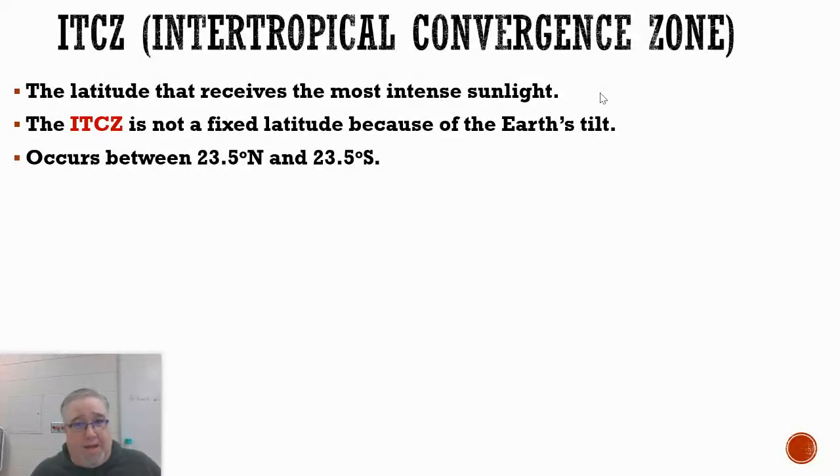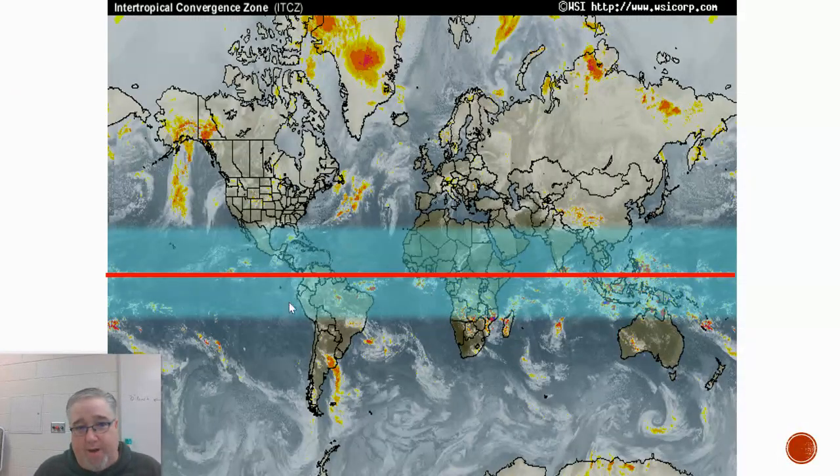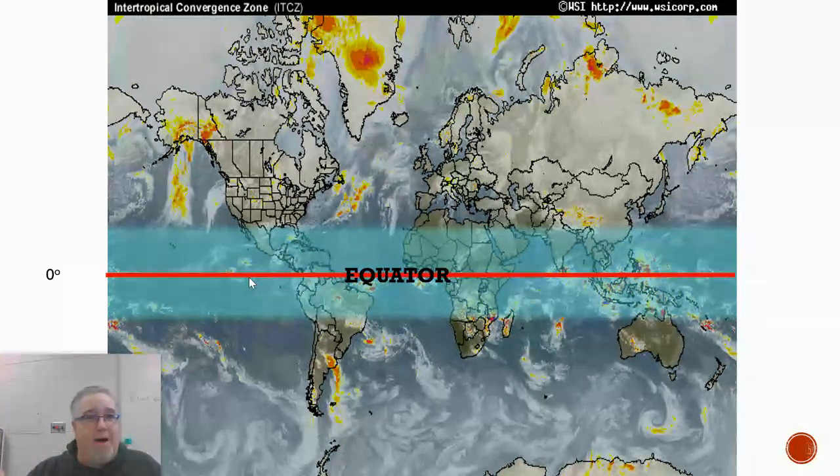Now, one of the things that we kind of assume is that the equator, here's the equator here, right? That red line would be the equator. A lot of us assume that that line, which is at 0 degrees latitude, is where it's the hottest, the most intense amount of sunlight, no matter what time of the year, no matter what time of the day. That's what we think of. But it's not always true.